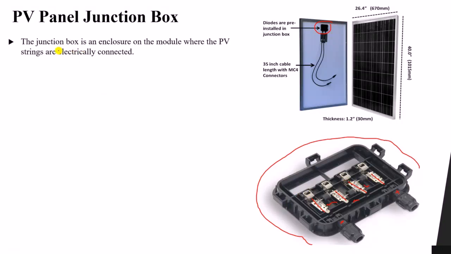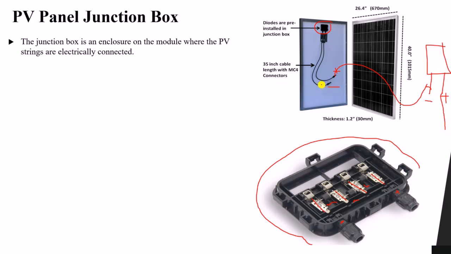But for now you have to know that the junction box is an enclosure on the module or the PV panel where the PV strings are electrically connected. Using this junction box we can connect the PV strings. Since we have one positive terminal and another negative terminal, and we have another panel like this with a positive and a negative terminal, in order to connect them in series we take positive with negative, and then positive with the next negative, and so on.